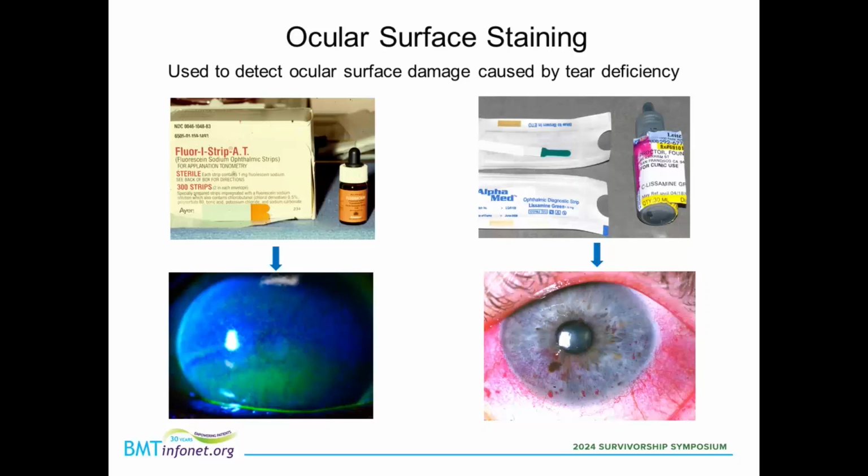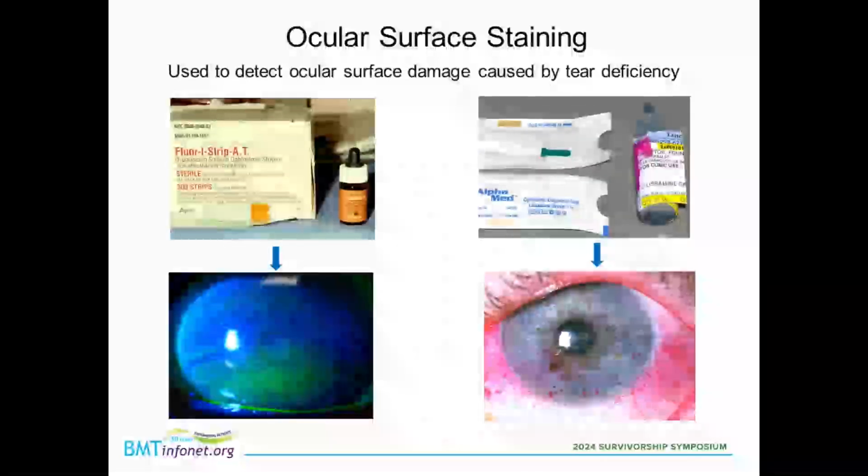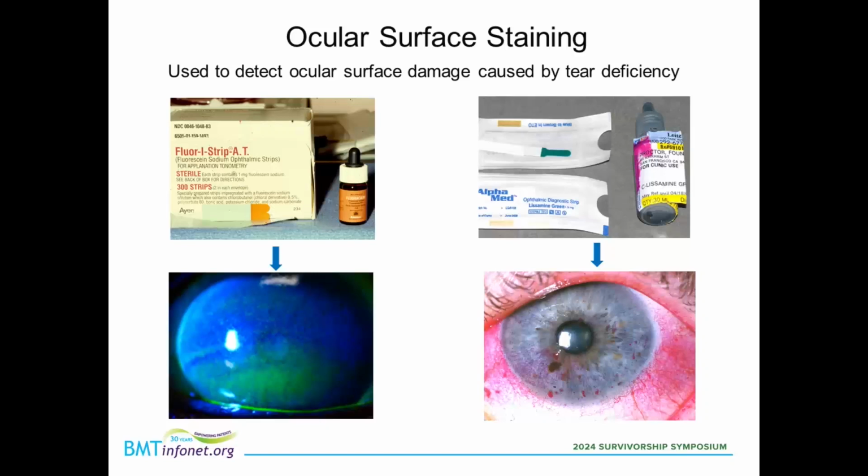We stain it with fluorescein, and that's here on the upper left, strips or liquid, and you can see the staining pattern with fluorescein, greenish kind of look with the blue light on the ocular surface. Lissamine green or rose bengal can also be used to look at the surface, especially on the conjunctiva or white part of the eye. But when we use fluorescein, we're looking for damage that goes all the way through the epithelium. When we're using lissamine green or rose bengal, we're looking for any kind of ocular surface damage to the epithelium. It's a little more sensitive than fluorescein.